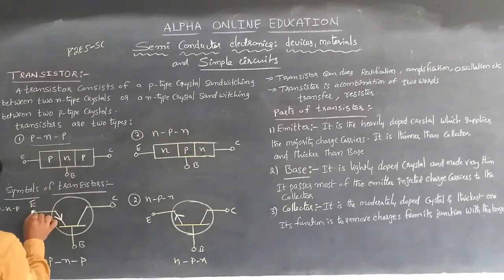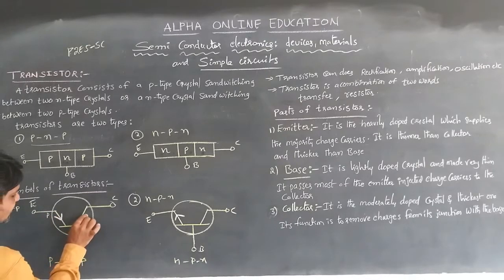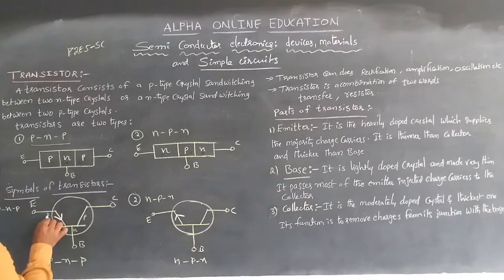So in the PNP transistor, this is the P terminal, this is the N terminal and this one is the P terminal. Current flows from the emitter, from the p-type to the n-type. That's why the arrow is directed from emitter to base, from the p side to the n side. This is the symbol of the PNP transistor, and the direction shows the flow of charges.